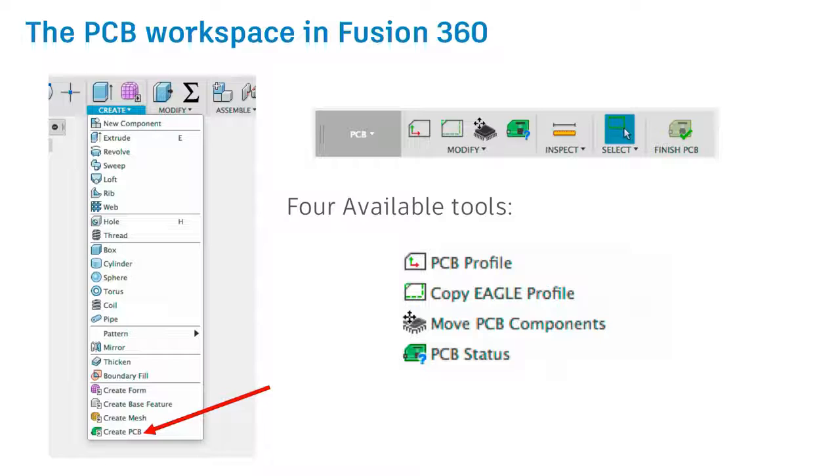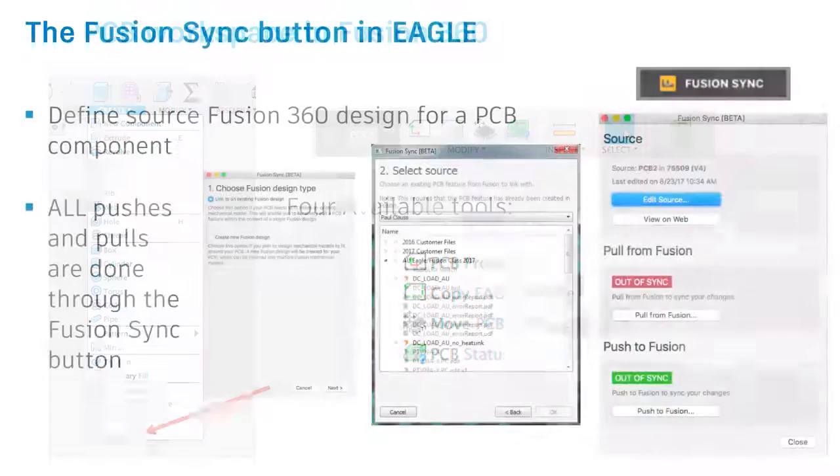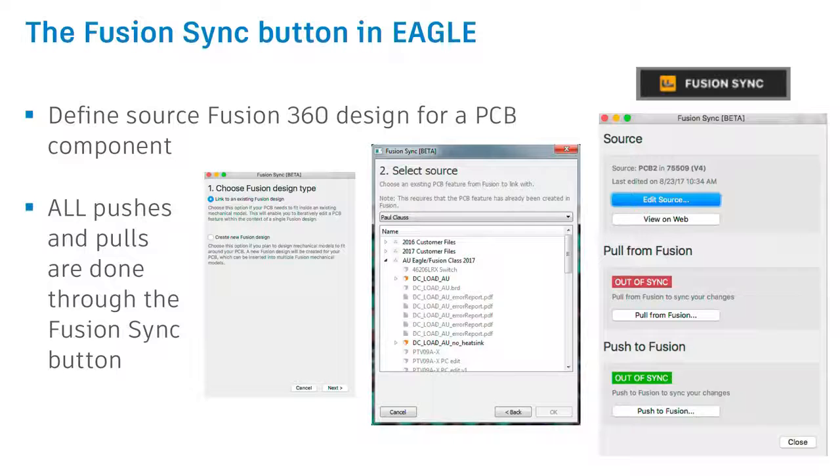Looking at these, the first thing that you might notice is we don't actually see anything to communicate with Eagle. That's because all communications are actually done through the Fusion Sync button on the Eagle side. So on the Fusion side, you define the body, and then from Eagle you can see that body and pull it in. All the magic is actually triggered by Eagle. Eagle is pushing to Fusion or pulling from Fusion. And we'll make this clear in a minute as well.